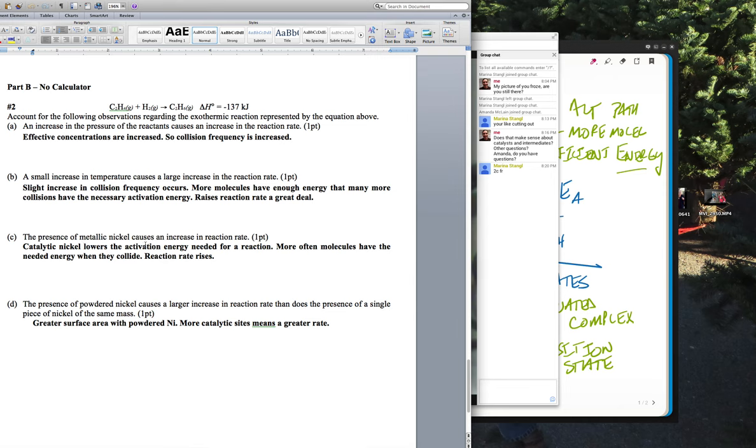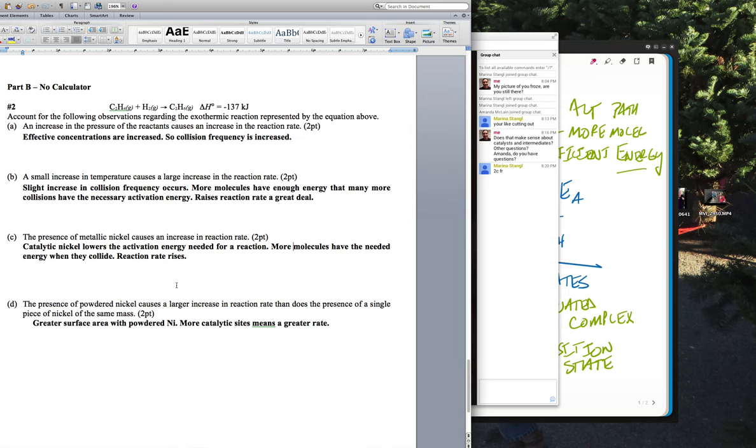2C. The presence of nickel causes an increase in reaction rate. So we ended up making each of these two points. I'll just change that right now. What ended up happening with 2C is that you couldn't just say a catalyst was present. You had to say that a catalyst was there and it lowered the activation energy, and that more molecules have the needed energy when they collide, so the reaction rate increases.